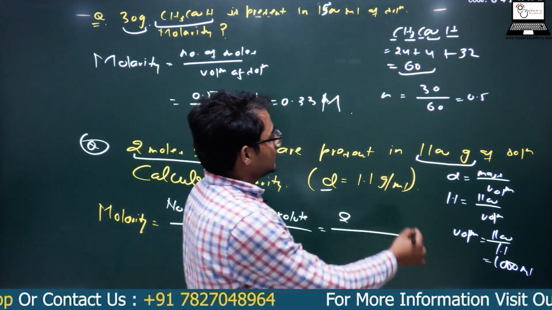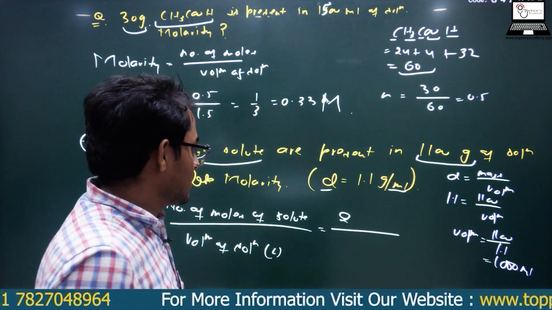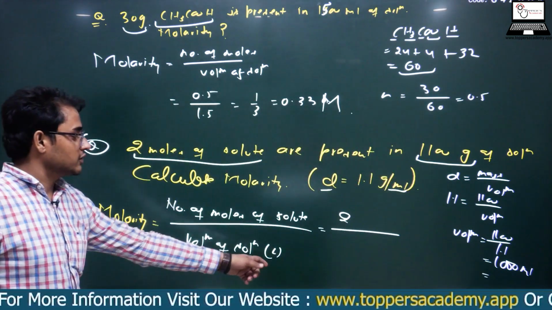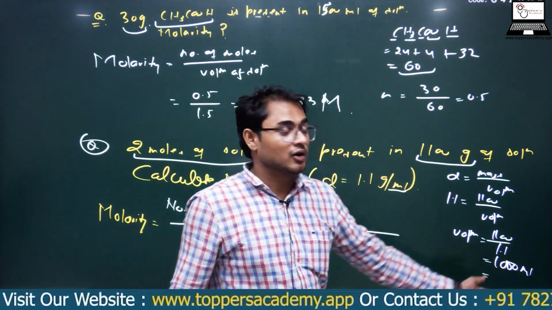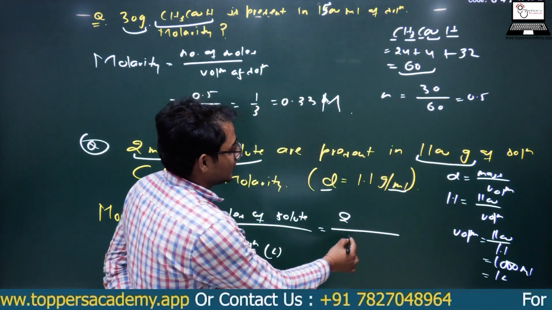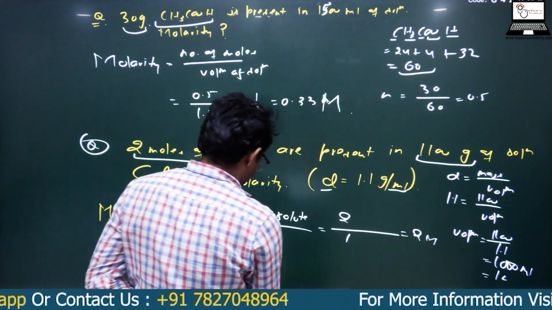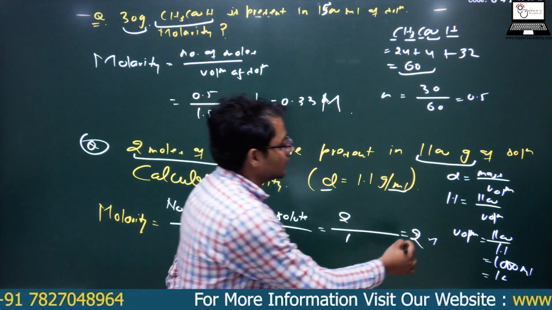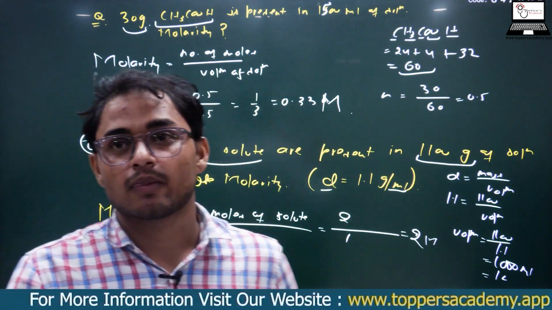You get this in terms of ml because density is given in terms of ml. But you will require volume of solution in terms of liter, so obviously you are going to divide by 1000, that means 1 liter. So 2 upon 1, that means 2 capital M. 2 capital M will be the molarity for this solution.